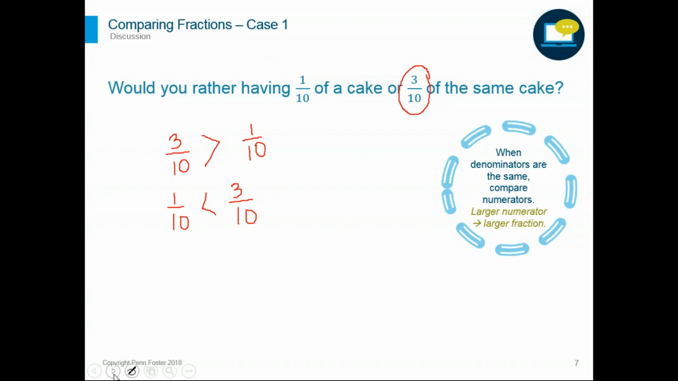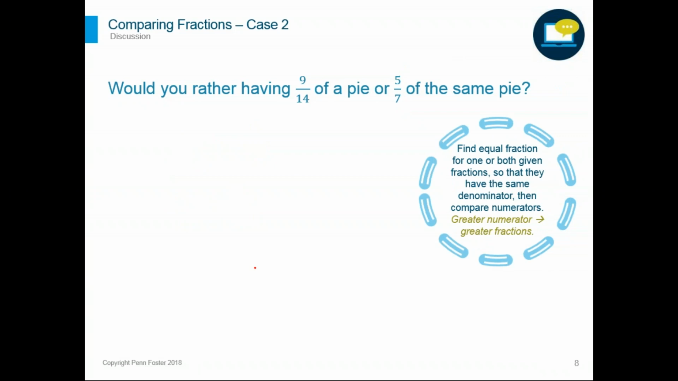Let's look at another case, number 2, when you have to compare two fractions, but they do not have the same denominator. I cannot say 9 is greater than 5, so 9 over 14 is the greater or larger portion. We cannot do that. You may be right. Maybe the answer at the end is that 9 over 14 is larger, but this is not the right method. It's not going to work on every two fractions that you have with different denominators. So what should we do?